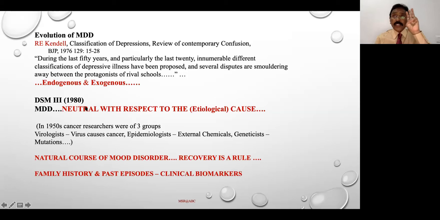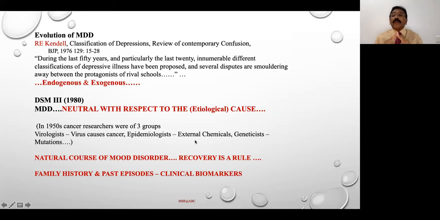When the presentation is vague, when the clinical presentation of major depressive disorder is not very clear cross-sectionally, family history and past episodes come to your rescue excellently. These two things I consider as clinical biomarkers. So this is the evolution of major depressive episode, major depressive disorder.